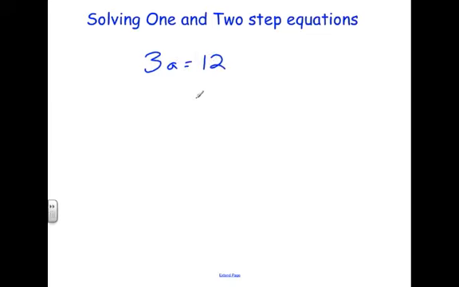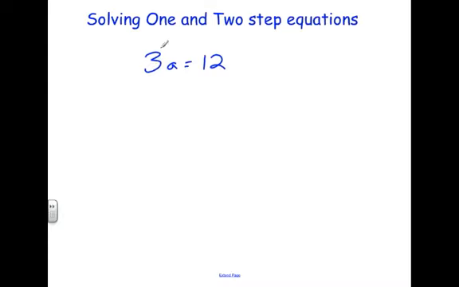3a equals 12. Now the variable can be x, it can be a, it can be y, it can be c, it can be anything. So that's just our variable right now. Again, we need to get the variable by itself. But this is multiplication here, 3 times a. So subtracting 3 isn't going to do what we need to do because it just doesn't work. You can't subtract 3 times an a.